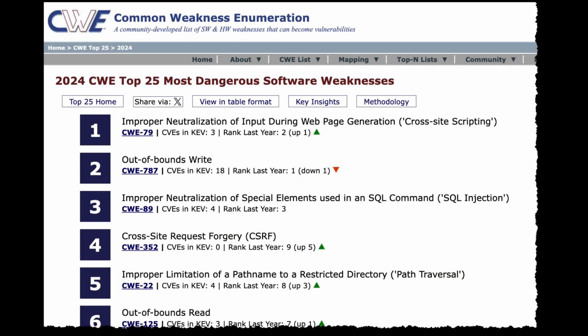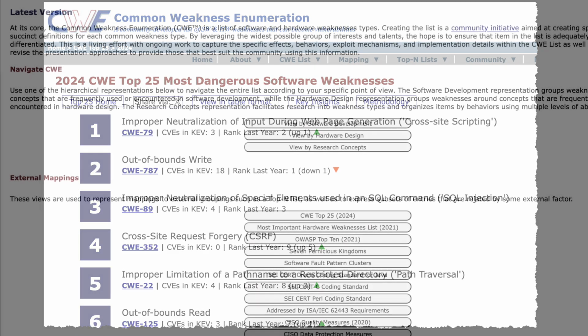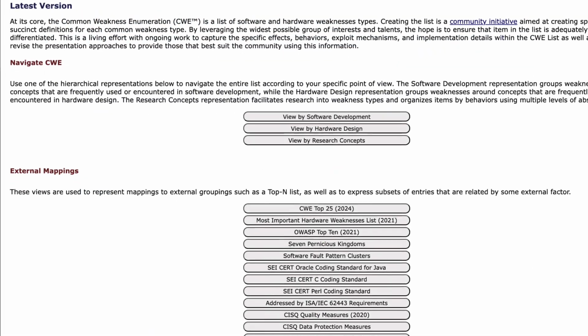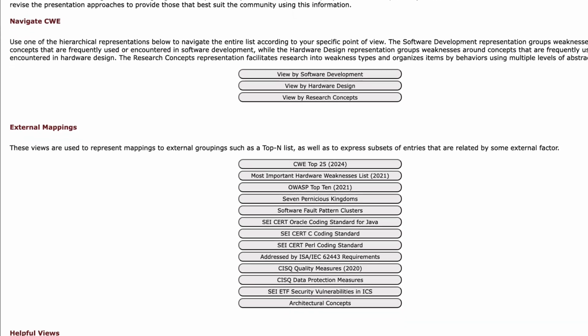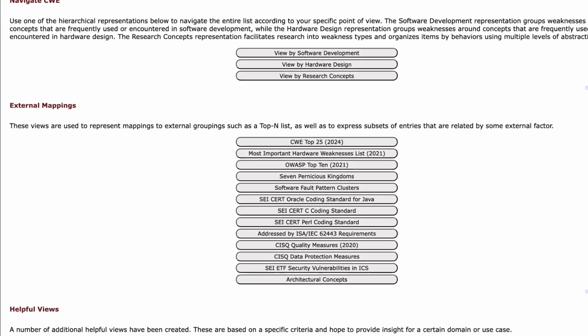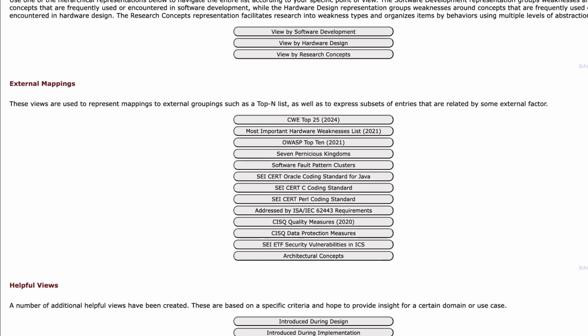The Common Weakness Enumeration, CWE. The CWE is a community-driven catalog of software and hardware weaknesses that underlie security vulnerabilities. It provides a shared language for identifying, categorizing, and prioritizing potential flaws, ranging from coding errors to design oversights. By mapping known vulnerabilities to specific CWEs, developers and security teams gain insights into how attackers could exploit them and which fixes or mitigations are most effective.